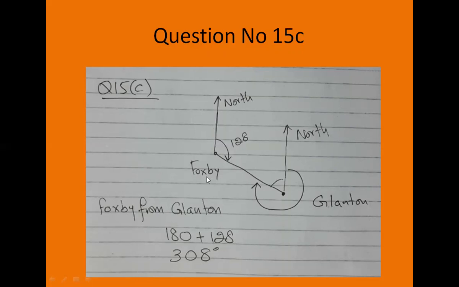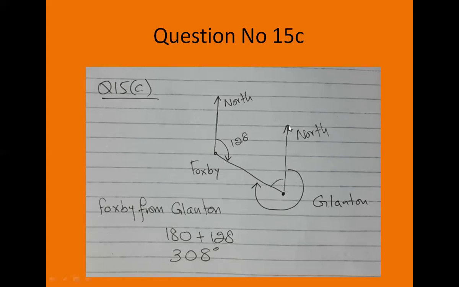So they want the Fox Bay's bearing from the Glanton. Because this bearing is less than 180, you get the reverse bearing by adding 180. So 180 plus 128, that will be 308. So that's one method of finding the bearing of the Fox Bay from the Glanton. The other way can be very easy. If you want to find out the Fox Bay's bearing from the Glanton.